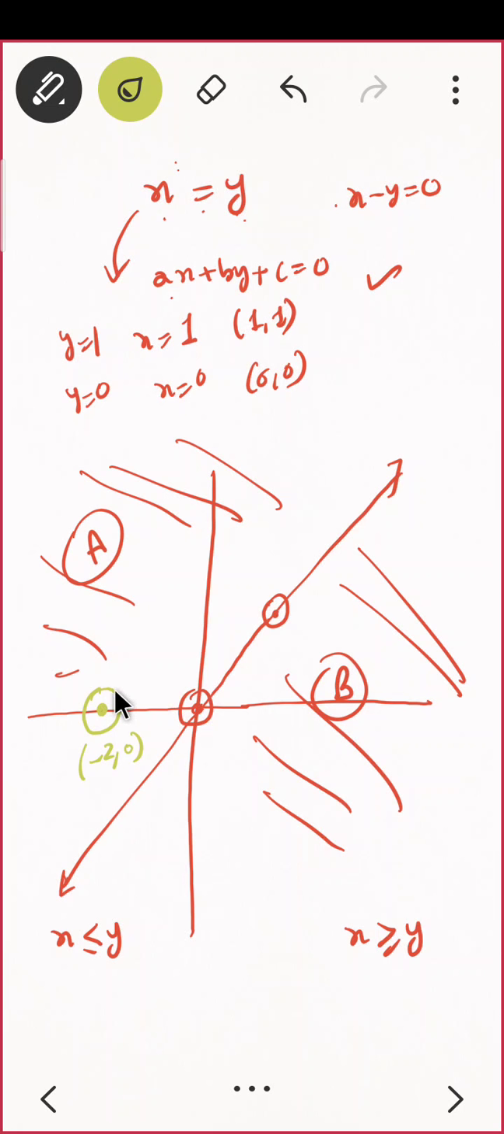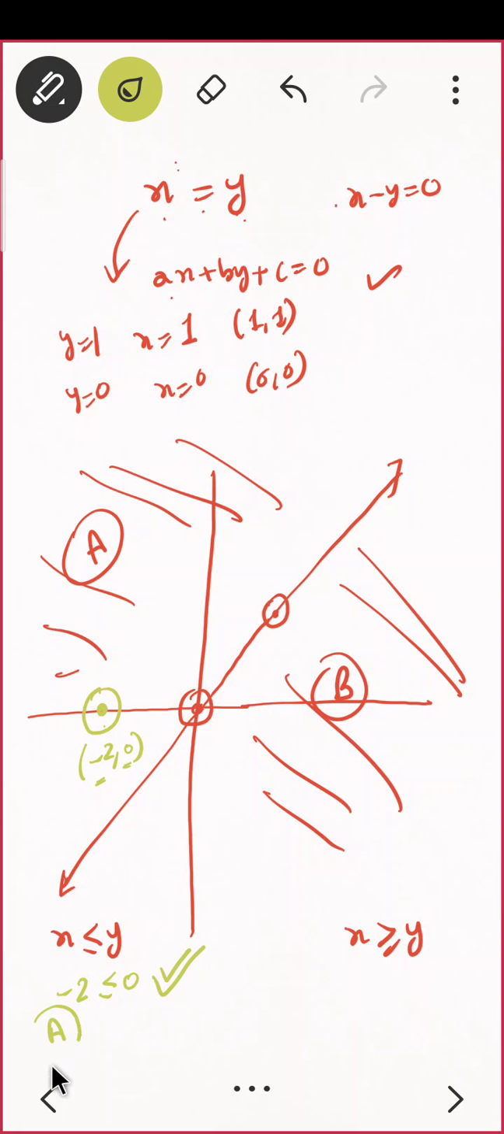So I'll choose some other point. If I want to claim that this is the region, I will choose one point and check whether this is satisfying the equation or not. Now check, what is the x? X is minus 2, what is y? 0. If I put minus 2 here, is minus 2 less than equal to 0 true? Yeah, minus 2 is less. This is true now. That means this is the region A.